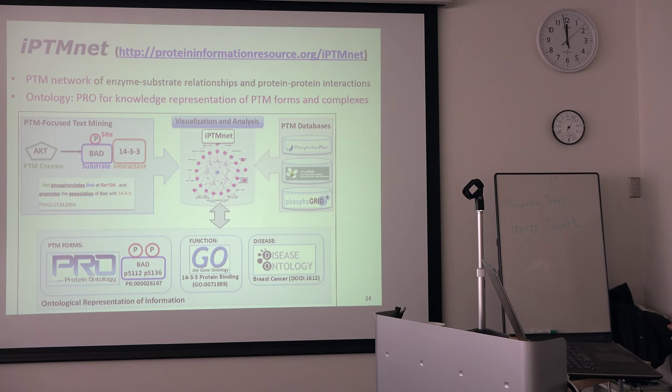So the idea then is that, okay, we have the text mining results, but we really want to make the results much more searchable and usable. So we will put it in the context of integration with other PTM information from other PTM-focused databases as well. So we start doing data integration. And I also mentioned that we need to start doing some knowledge representation for those special classes of proteins, the modified forms, the protein complexes, and so forth.